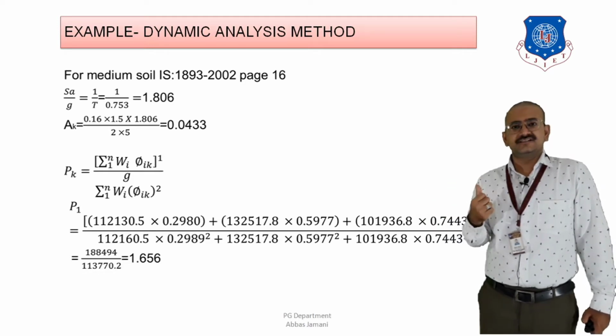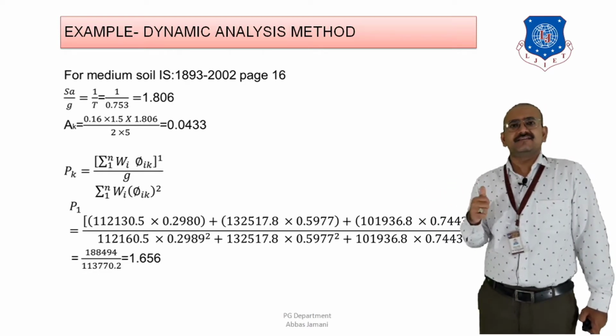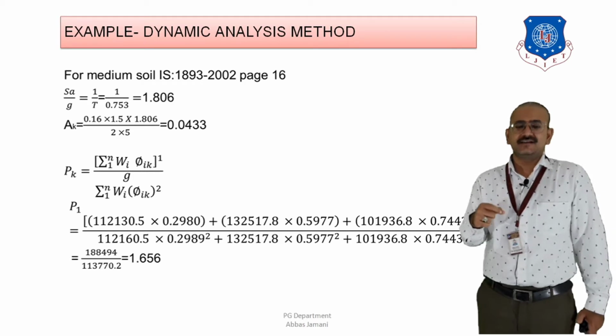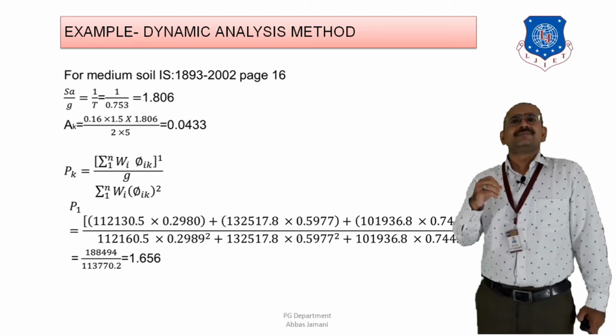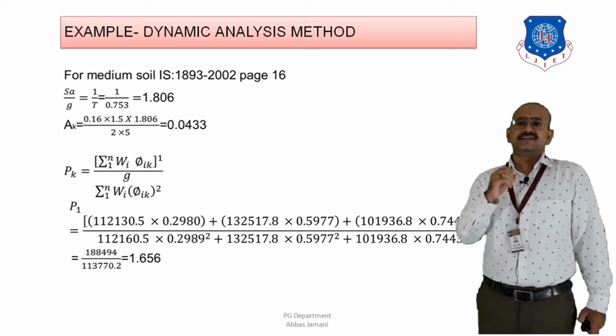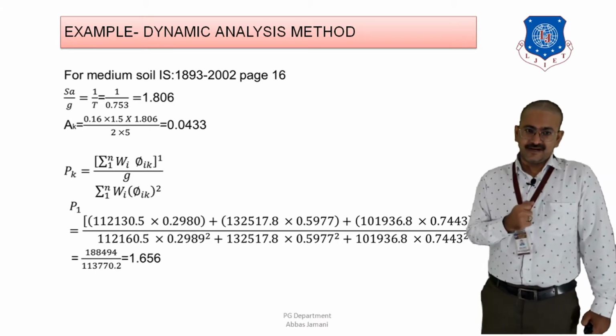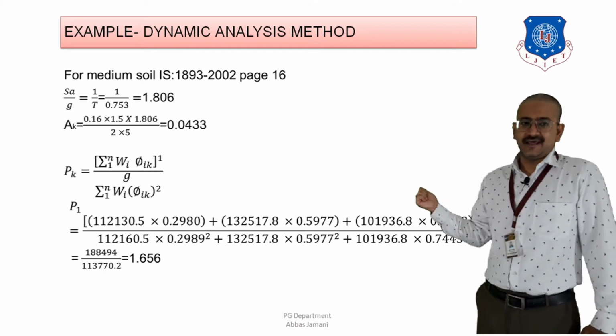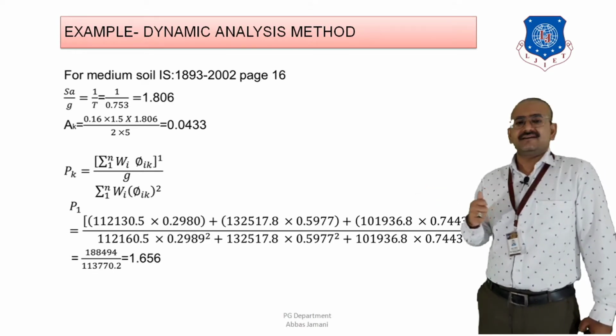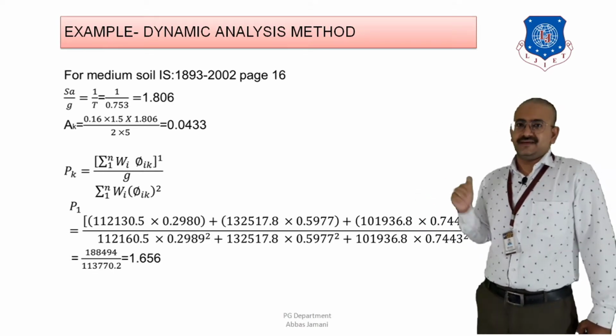Now what is this 0.043 converting into percentage? We get the value as 4.33%, that is, out of the total seismic weight, 4.33% of its weight is going to be acting as lateral load on the building, right? So that is the value of Ak that I am getting. Once Ak is there, then I can calculate the value of Pk, right?